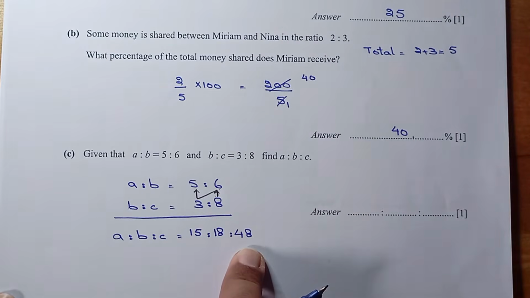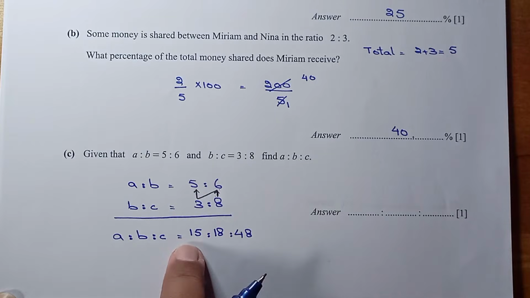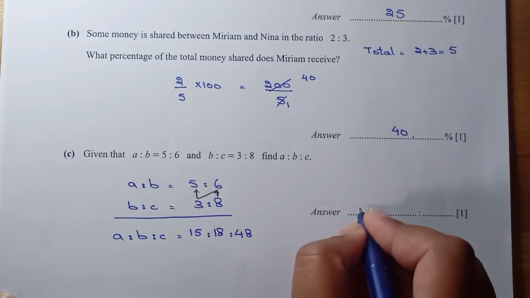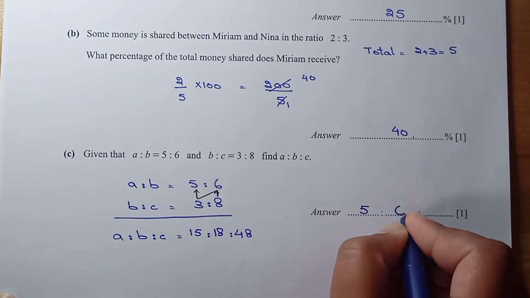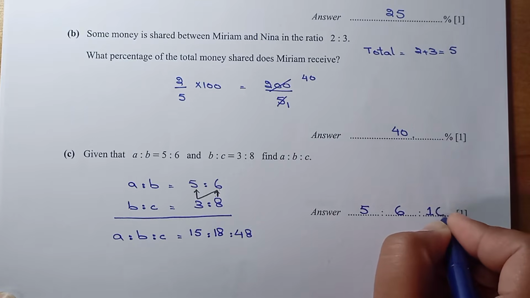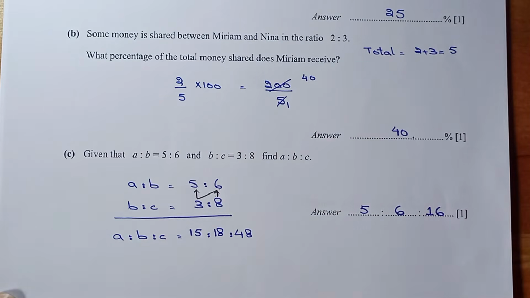Now we need to convert them into simplest form. We can divide all three by 3. 15 divided by 3 is 5, 18 divided by 3 is 6, and 48 divided by 3 is 16. So 5:6:16 is the answer.